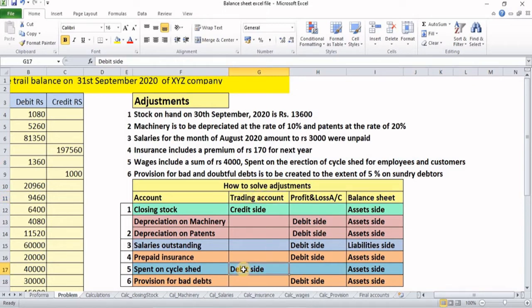Since this transaction has an impact on the building's value, and the building is an asset, we will show it on the asset side of the balance sheet.